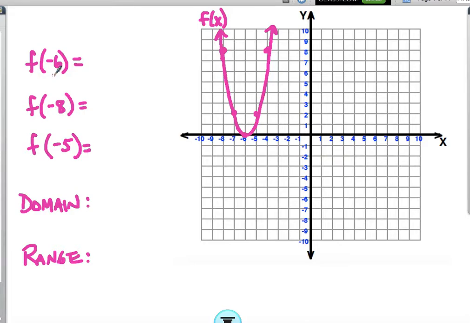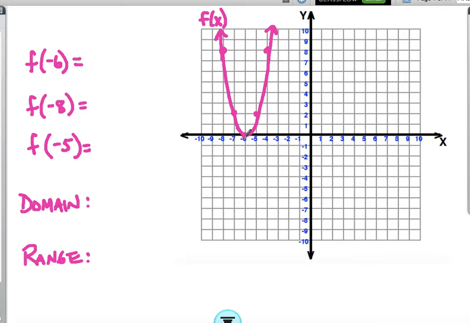Now, typically, if you had an equation, you would plug in a negative 6 into the equation, but I didn't give you the equation. So what I just want you to do is look at the picture. So we're doing what's called evaluating the function at negative 6. So basically that means go to negative 6 on the x-axis. That's right here.